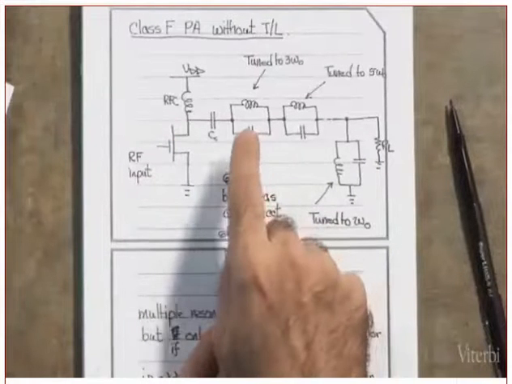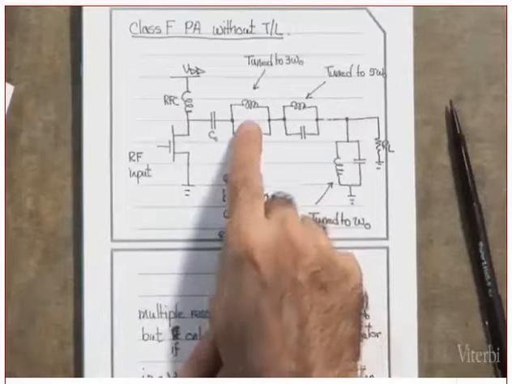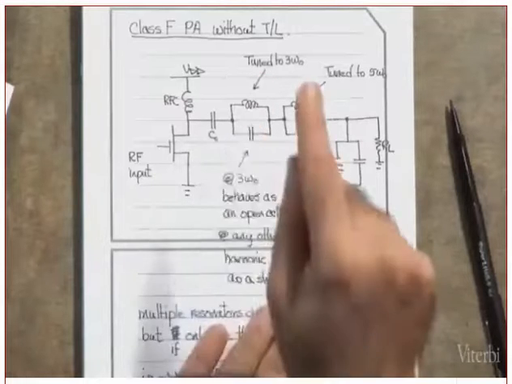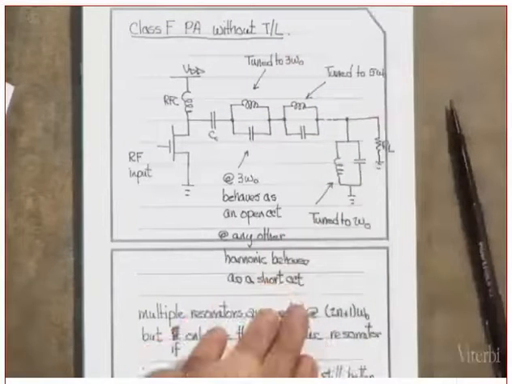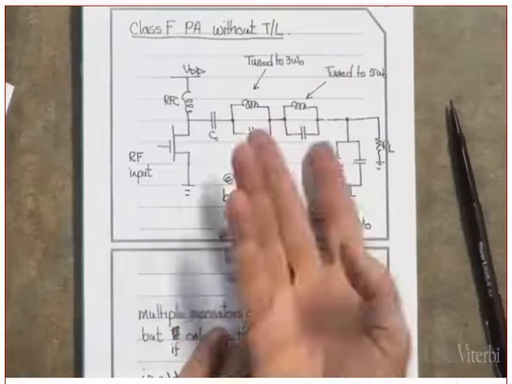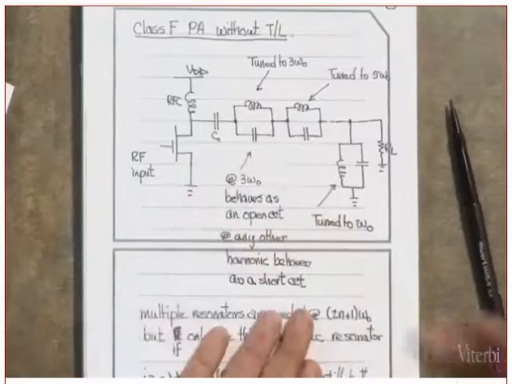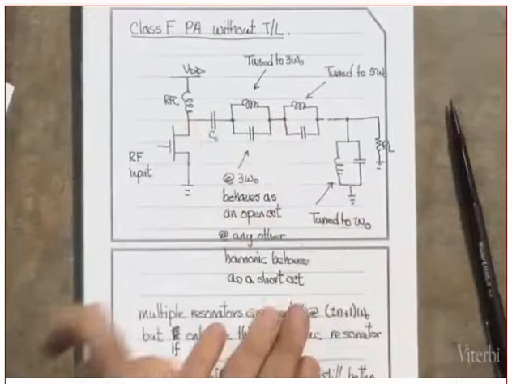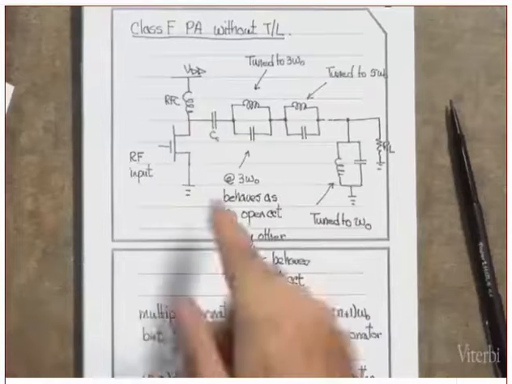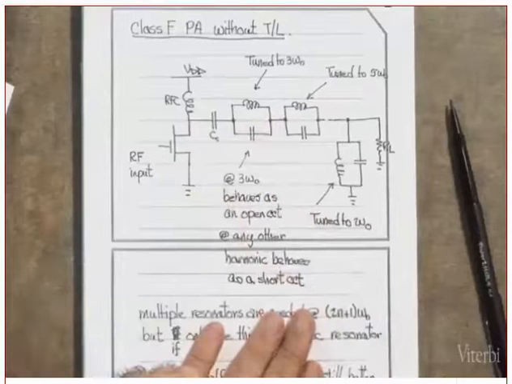This is tuned to 3 omega naught. At 3 omega naught, what is this behaving as? As an open circuit. Not open loop, open circuit. There's no loop. Why open circuit? Because I want the third harmonic to remain here. Yes or no? Okay. What about the fifth harmonic?